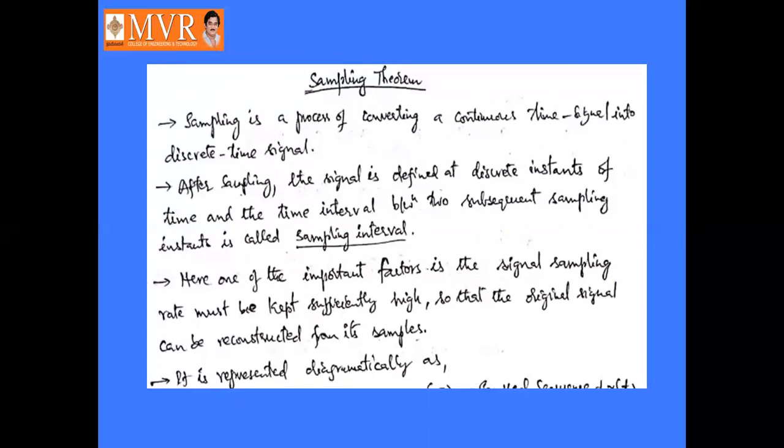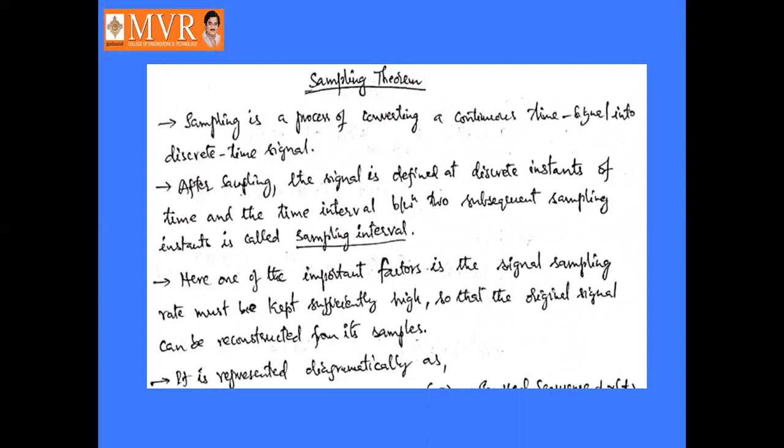We are going to discuss the sampling theorem. What is meant by sampling theorem? Generally, you can say that a continuous time signal can be represented as a discrete time signal. That is nothing but sampling. It is the process of converting a continuous time signal into a discrete time signal. That process is called the sampling process.